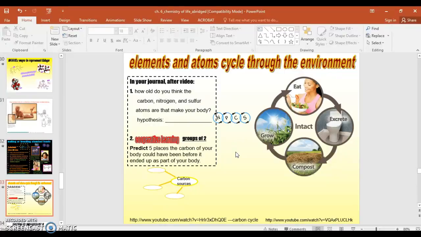Well, we haven't studied some of these other elements, but they all cycle between living and non-living things. The question is how old do you think the carbon, nitrogen, and sulfur atoms are that make up your body? So that's just a fun hypothesis. You just come up with an idea. This lower part is predict 5 places the carbon of your body could have been before it ended up as part of your body. So where do you think, so carbon, we know it cycles between living and non-living parts of the environment. Where do you think it could have been? In other life forms? Non-living things? Guess. So you just come up with a list of what you think.